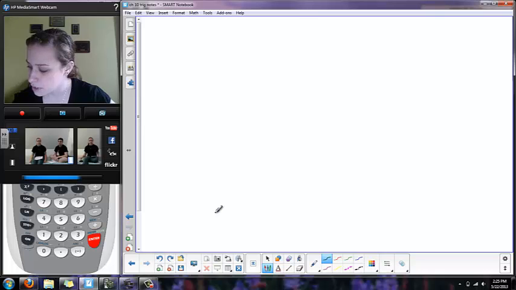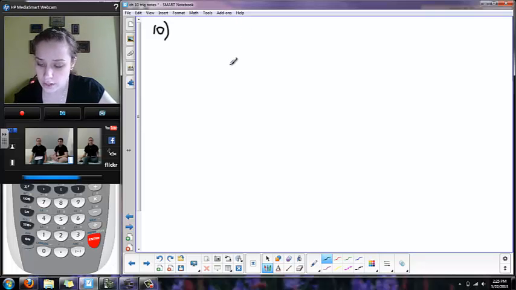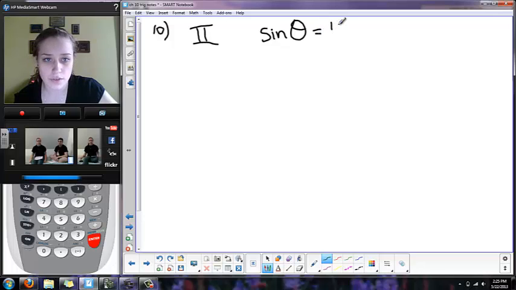Alrighty. Number 10. This is one of the ones where we're going to have to find all 6 of the remaining trig functions. Okay? So, theta is an angle in standard position in quadrant 2. And it says that sine theta is 12 over 13. That's the information that it gives us, and it wants the rest of the trig functions.